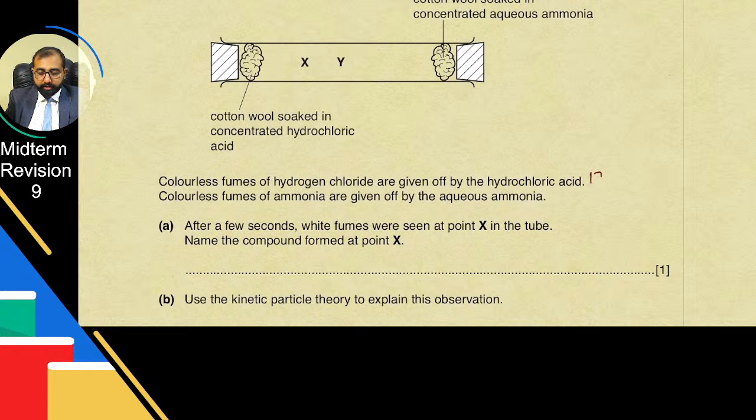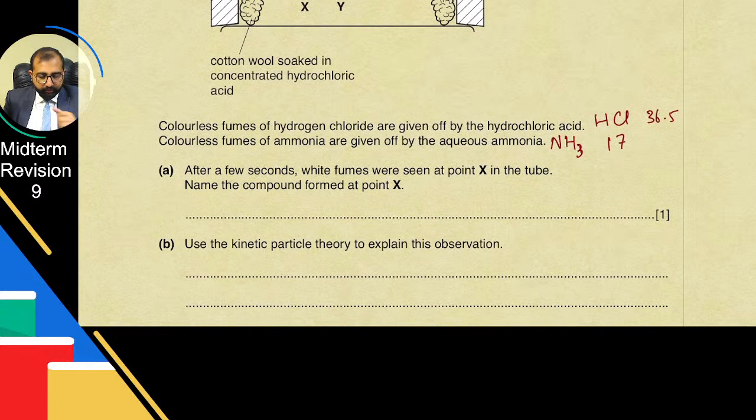So this is 17, oh sorry, not 17, ammonia is 17. Yeah, so ammonia NH3, that is 17, and HCl is 36.5 if I'm not wrong. Yeah. And after a few seconds, white fumes were seen at point X. Name the compound formed at point X.